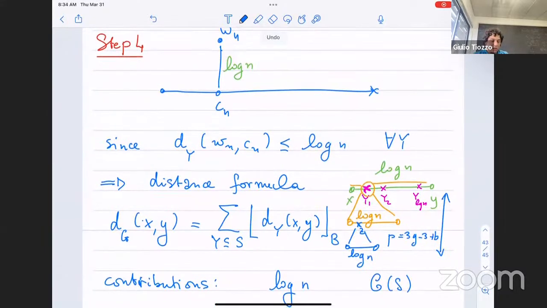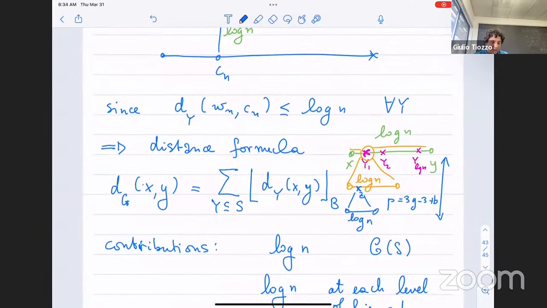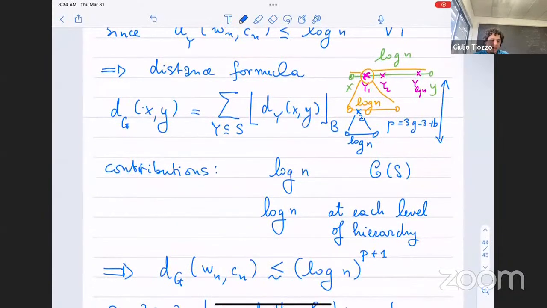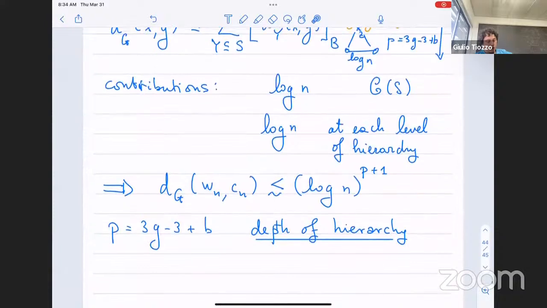So this is a calculation with the distance formula. You have a contribution of log n at the main level, and then a contribution of log n at each level recursively. But you have P levels. So in the end, you don't get log n to the P, but you get log n to the P plus. But still, you can put all this together, and you get this estimate in the Cayley graph of the mapping class group.